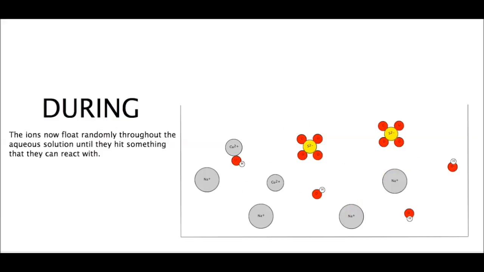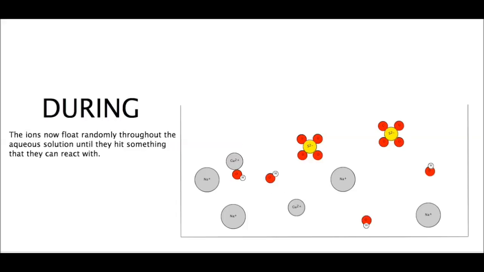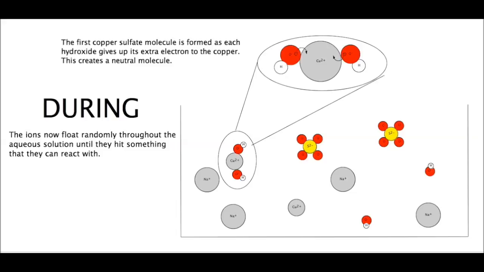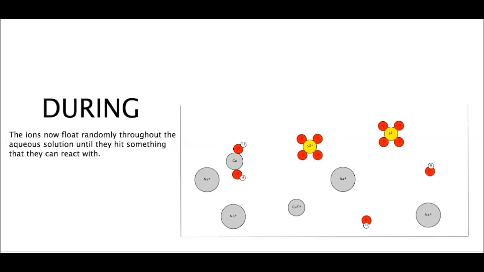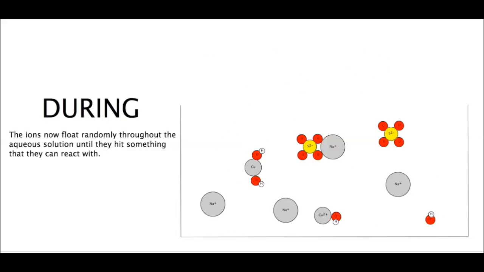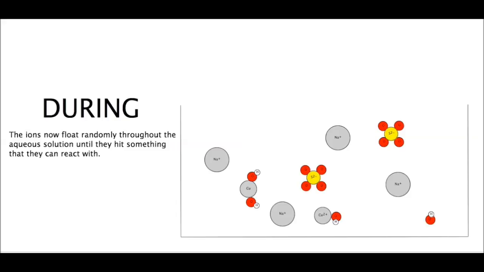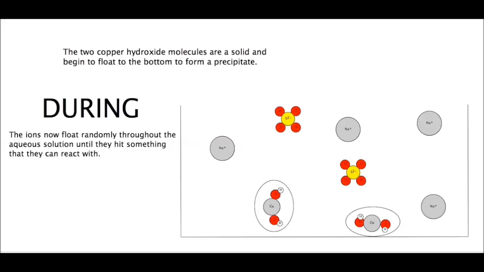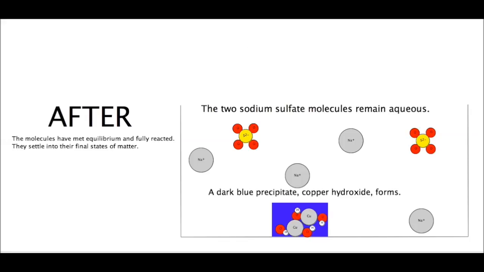As we can see, the ions are now moving through the solution until they hit something they're able to react with. The first copper 2 hydroxide molecule is formed as each hydroxide gives up an extra electron to the copper, creating a neutral molecule. The ions continue to move around and react. Another copper hydroxide molecule is created, and the molecules begin to form a solid precipitate at the bottom of the beaker. The reaction has now reached equilibrium, and the molecules have settled into their final states of matter.